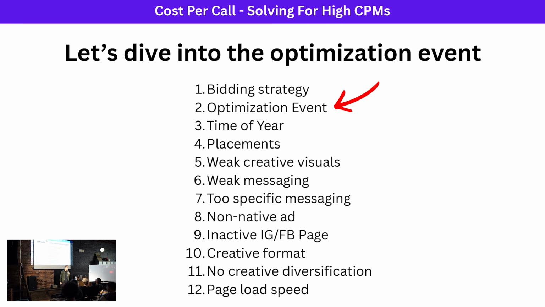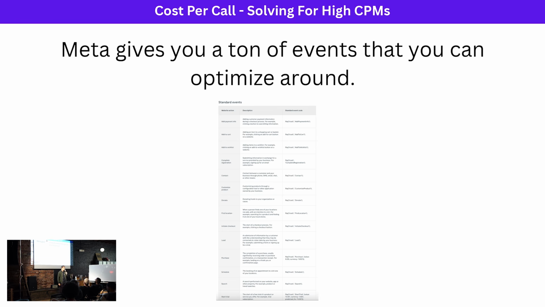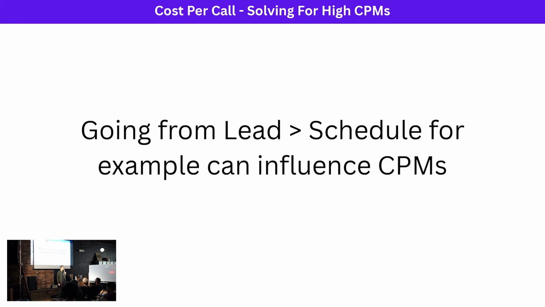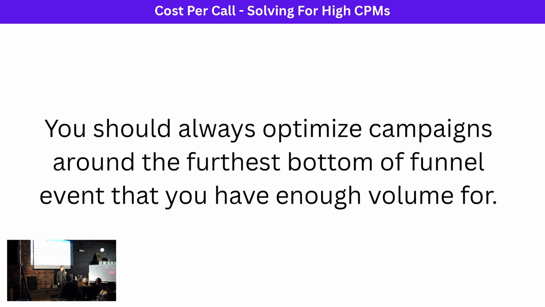Next, optimization event. Meta gives you a ton of events that you can optimize around, right? You got lead, you got donate, that's a funny one. Schedule, search, start trial, everything, right? Sometimes just changing that event can influence CPMs and also lead quality, but more on that later when we talk about qualified rate. So going from lead to schedule, for example, can influence CPMs.